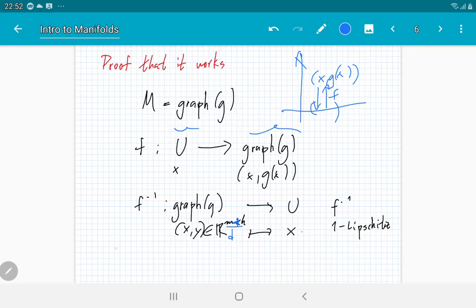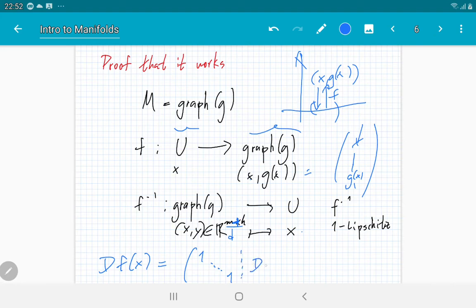So, f is continuous with a continuous inverse. What does df of x look like in matrix form? Notice that it maps x to (x, g(x)). If you write that in column vector form, I have the elements of x, then the elements of g(x). In matrix form, those would be something like this: a copy of the identity matrix up here, and then a second block, which is the derivative of g. Of course, everything is with respect to the canonical basis. Well, you just have to check it.